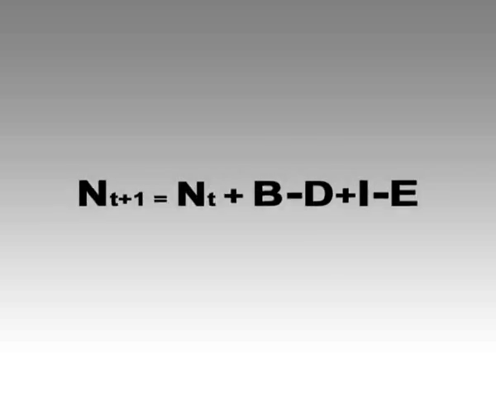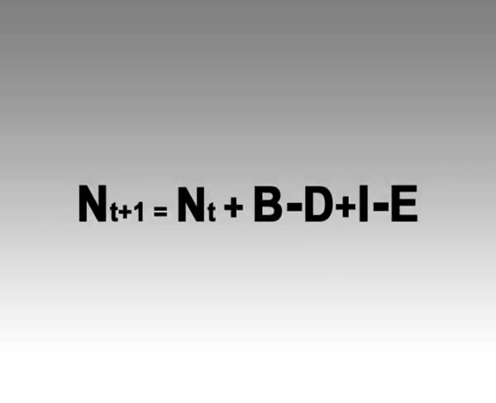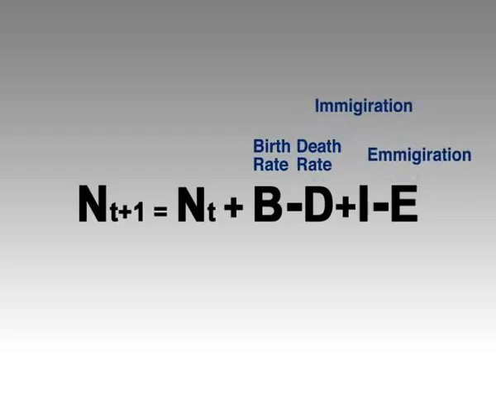The number of individuals in a population at time t plus 1, or at a second stage, is related to those at time t, that is at the initial stage, by the equation N(t+1) = N(t) + B - D + I - E, where B is the birth rate, D is the death rate, I represents the number of individuals migrating into the population, and E represents the number of individuals migrating out of a population.